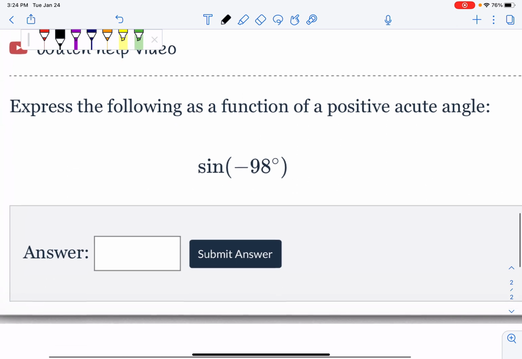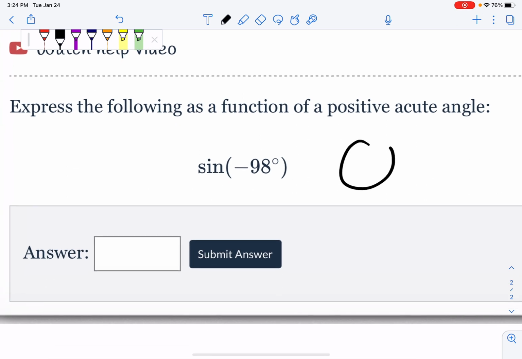Last but not least, we have sine of negative 98. So again, we're going counterclockwise. We're starting here. If we went 90, we'd be at 270, but we're going to go 98. So that puts us right here at, what is that then? 270 minus 8. So 262.